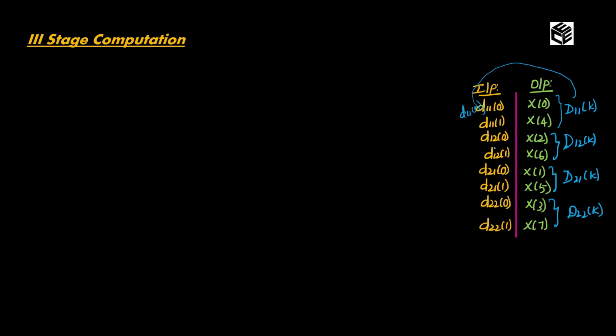So d11 of n, d12 of n, d21 of n, d22 of n, and d11 of k, d12 of k, d21 of k, d22 of k. From this we could understand the value of n is 0, 1 and also the value of k is 0, 1. I am going to write the expression that connects these two. So my expression is d11 of k is equal to summation n equal to 0, 1 d11 of n w2 to the power kn, or in other words we can say w n by 4 to the power kn, where the value of k is also 0, 1.